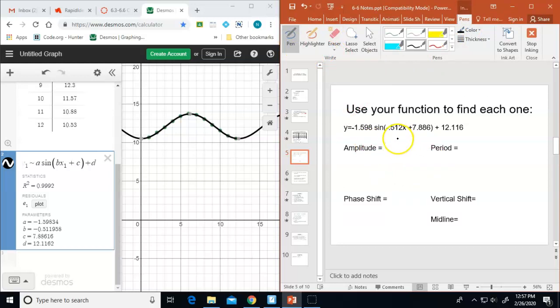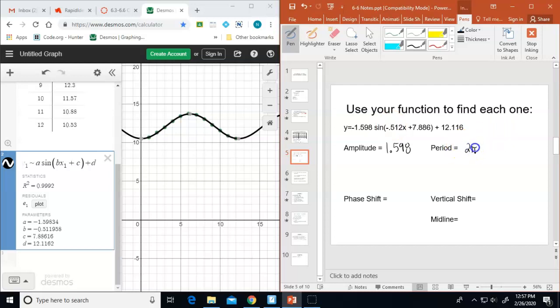Okay. All right, so once I've got the equation, if I want to know the amplitude, I could do 2 pi divided by this number in front of my x, 2 pi over b, right? We're going to ignore that it's negative, because amplitude's always positive, even if it's got a negative in front of it. Okay, 1.598.